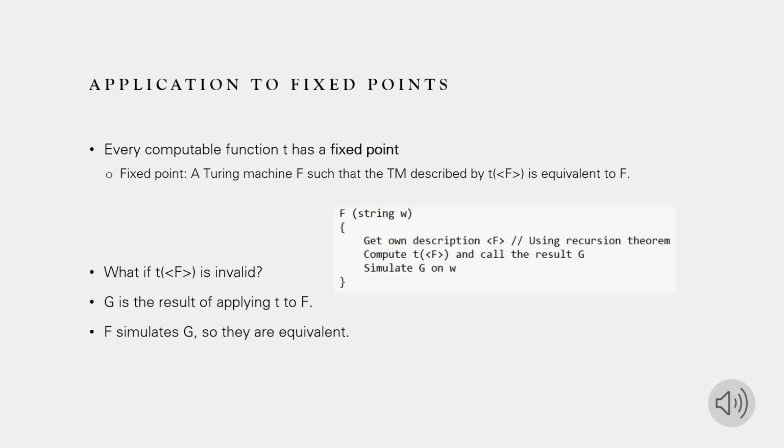It gets its own description using the recursion theorem. Then it computes T of F, and we'll call the result G. And then it simulates G on W. So because of the recursion theorem, it's able to get itself, and then it's able to compute T on itself to get the new machine, and then it simply simulates G on W. So therefore, it's equivalent to G because it simulates G. So the machine is equivalent to the output of T on itself.